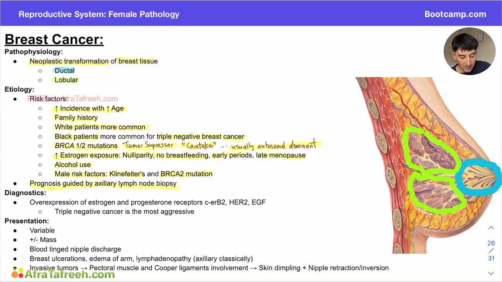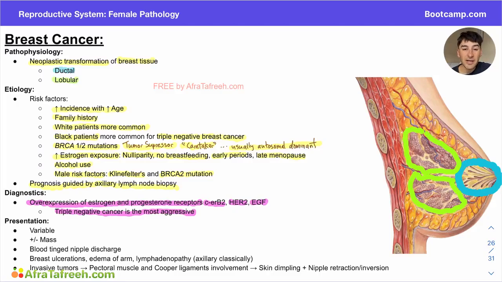So let's talk a little bit about some of our receptors. So what we have here is overexpression of estrogen and progesterone receptors. Some specific ones that we need to know on test day are going to be CERB2, HER2, and EGF. And it's important to know that triple negative is going to be the most aggressive type of breast cancer. This is going to be more common in our black patients.